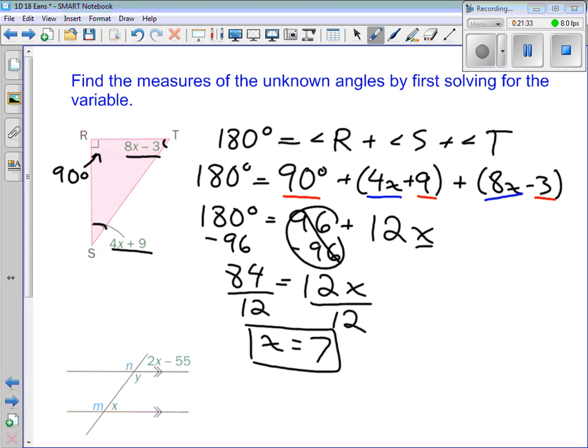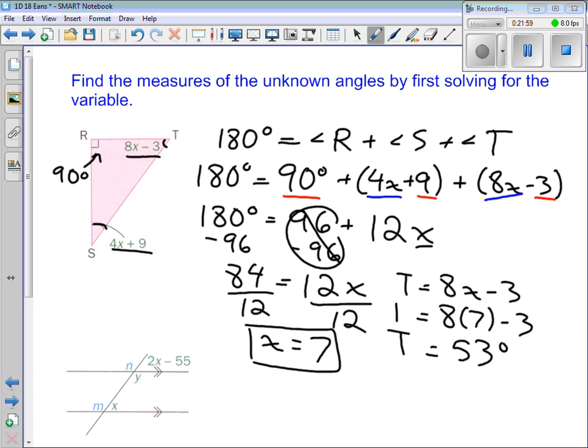So one of our angles is 8x minus 3. So T equals 8x minus 3. We've got a value for x here, so let's just sub it in. 8 times 7 minus 3. 8 times 7 is 56. 56 minus 3 is 53. So angle T is 53 degrees.